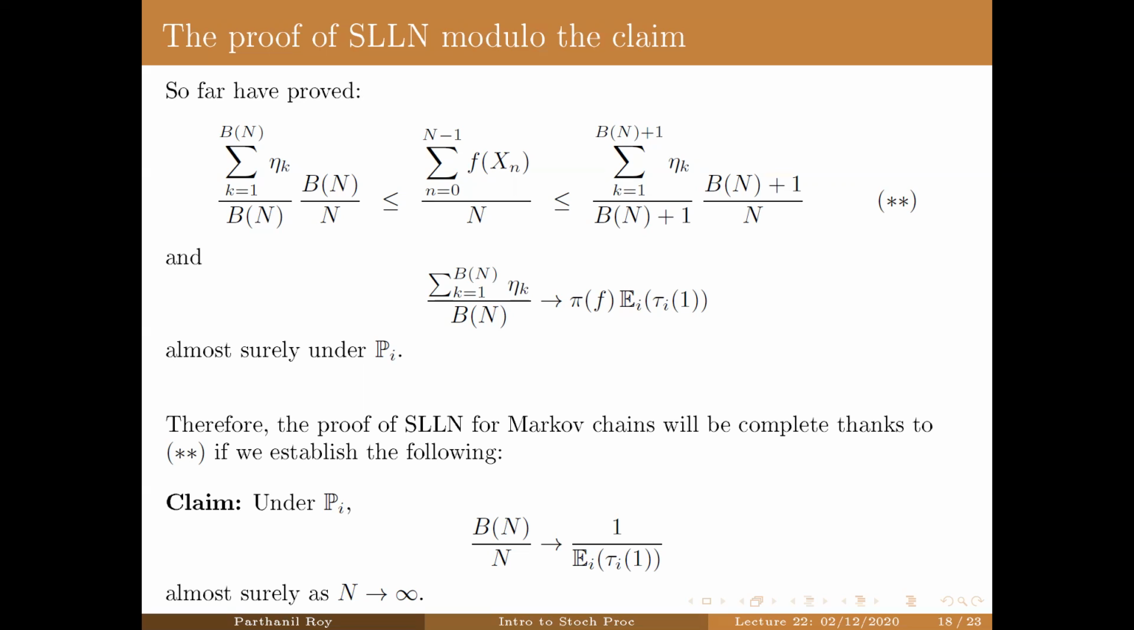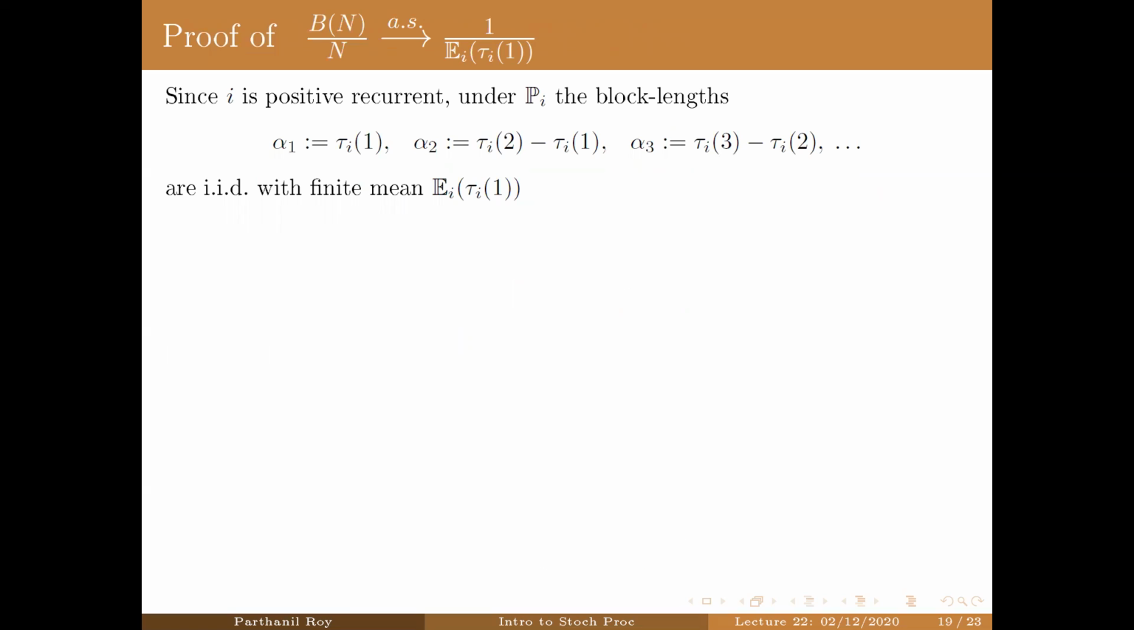So therefore, n over Bn should converge to the expected block size, which is the expectation of tau I1. And therefore, Bn over n should converge to 1 over the expected block size. So this is the idea of the proof, but let's just write it down. So since I is positive recurrent, under Pi, the block lengths, alpha 1, alpha 2, alpha 3, and so on, remember, that's how we define them, are IID.